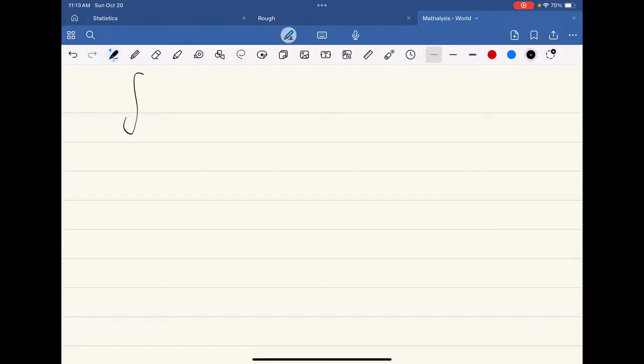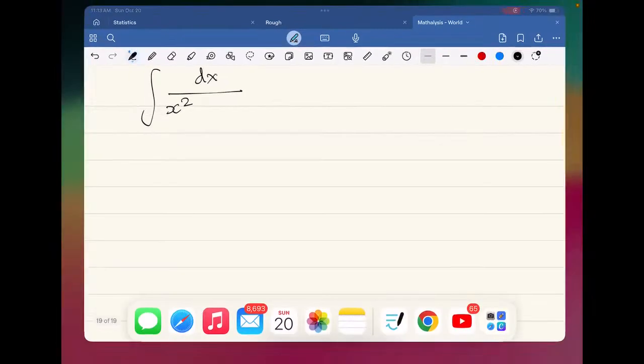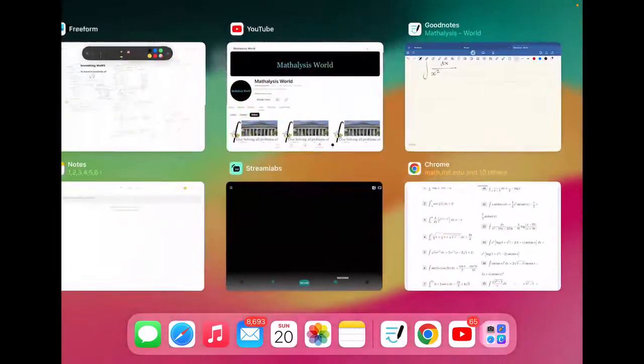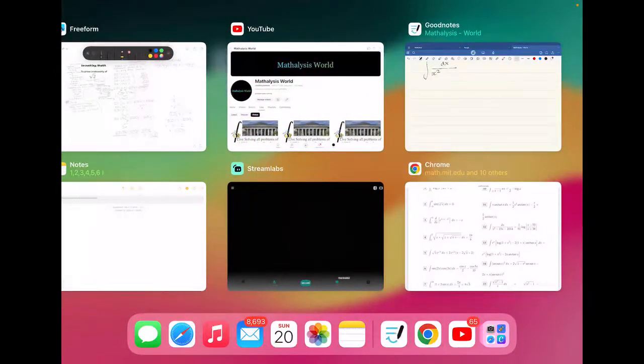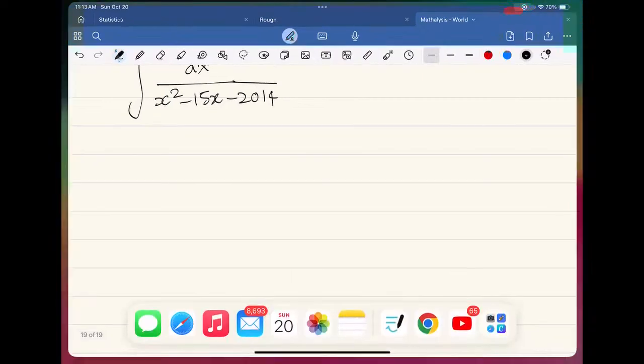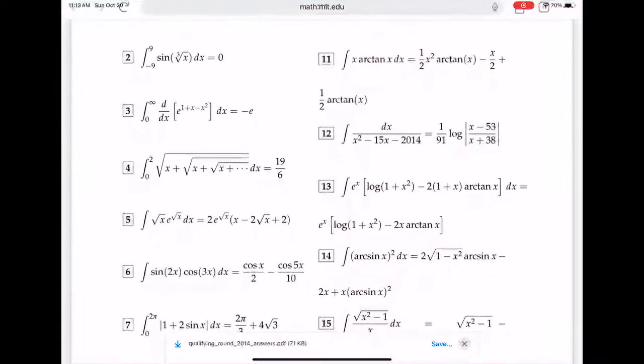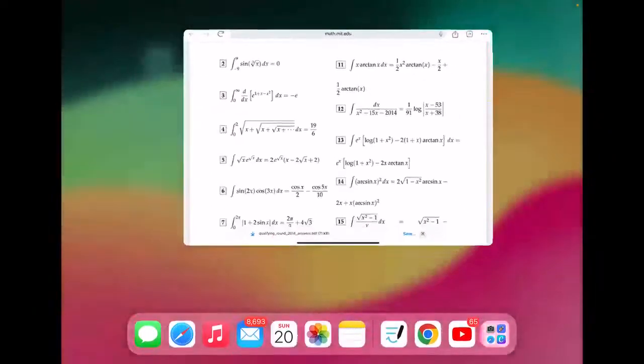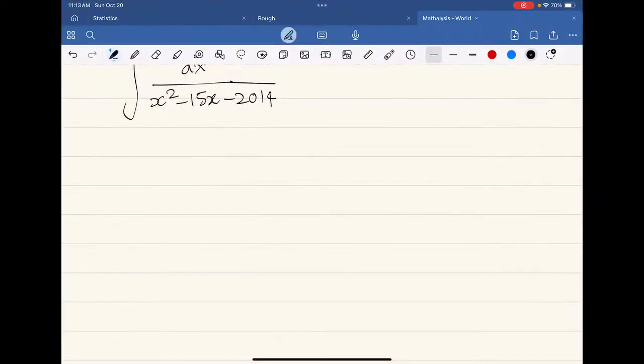Integral of dx by x squared minus 15x minus 2014. So this one is a regular high school problem, and yeah, let's do this. Since I have already seen the answer key, I know that it will be perfectly factorizable. So I will try to go with that approach.